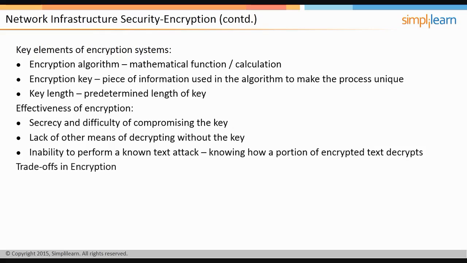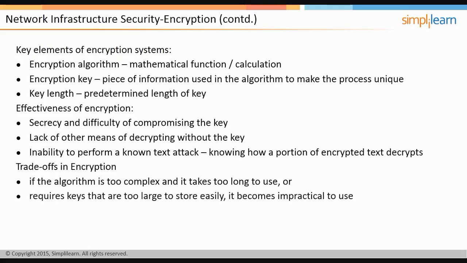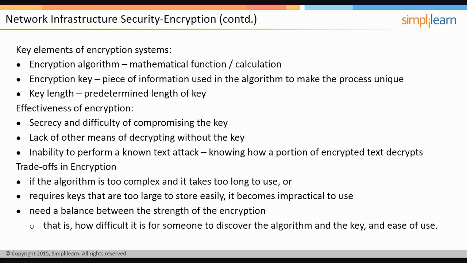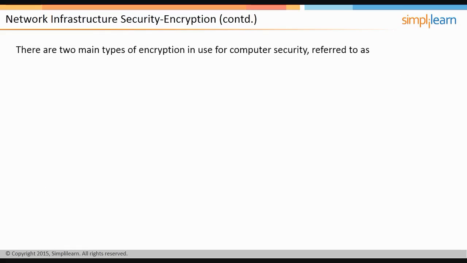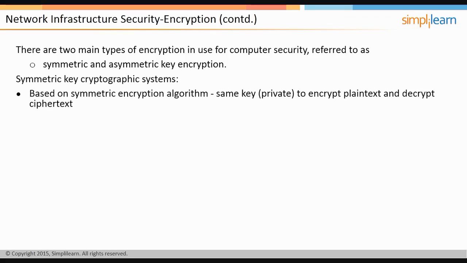Trade-offs in encryption: if the algorithm is too complex and takes too long to use, or requires keys that are too large to store easily, it becomes impractical to use. There is a need to balance the strength of the encryption, that is, how difficult it is for someone to discover the algorithm and the key, with ease of use. There are two main types of encryption in use for computer security, referred to as symmetric and asymmetric key encryption. These are based on symmetric encryption algorithm, with the same private key used to encrypt plain text and decrypt ciphertext, also called private or secret key cryptography.